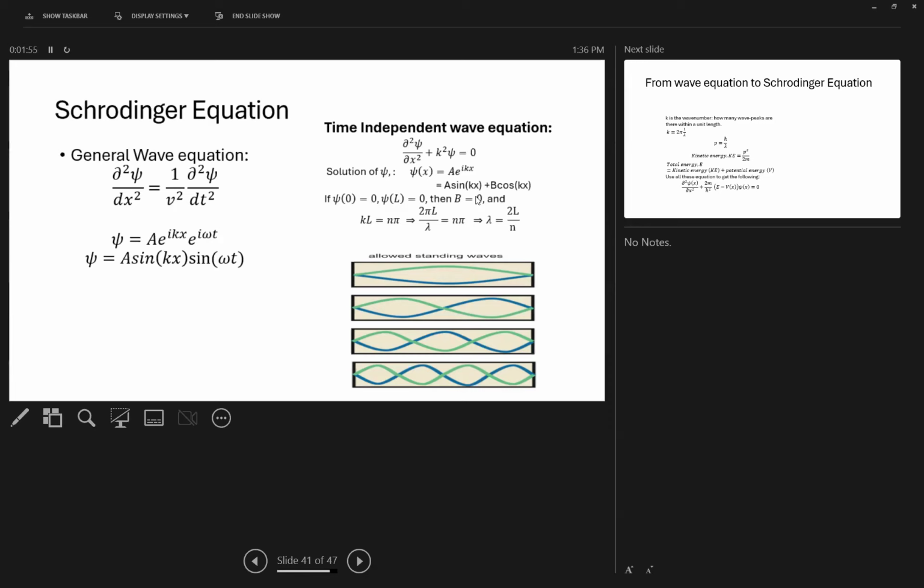So where can I begin? We'll start with the wave equation first, the general wave equation. And then we'll see how we are going to modify this general wave equation to come to a new kind of equation that can describe not only waves, but also particles. So let us see how we will begin. A general wave equation looks like the following.